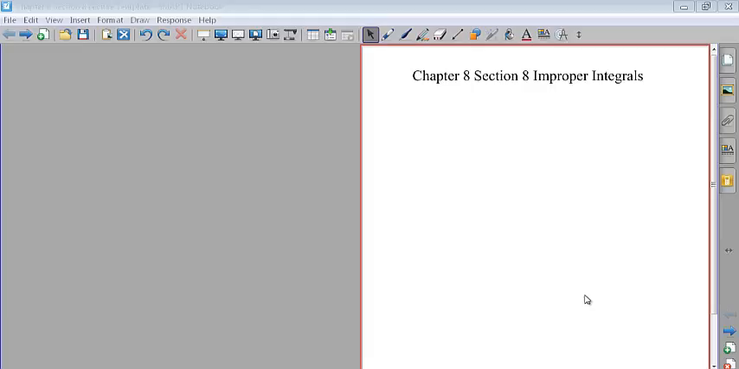Okay, so this is section 8.8, last section of chapter 8. Topic is improper integrals. So improper integrals are integrals where the limits of integration are infinity, or the function approaches infinity. And so there's really two things that can happen. One is you can get a number, and the other one is it's an infinite answer.